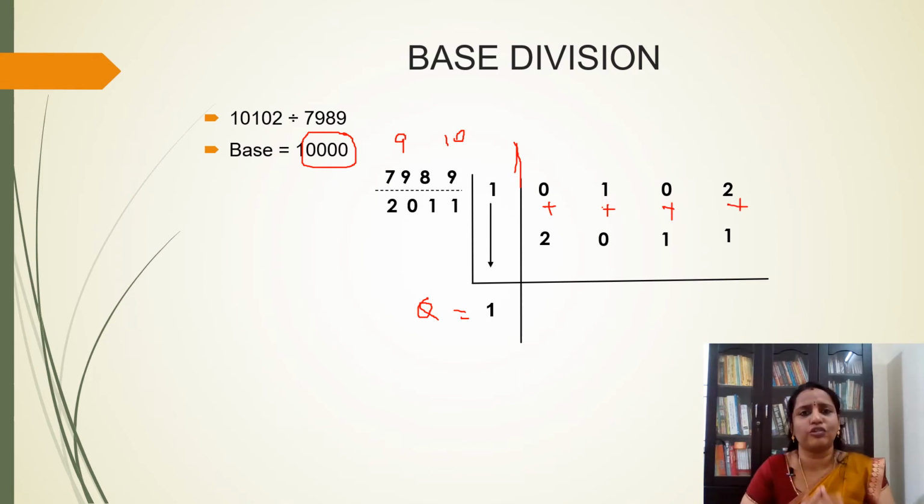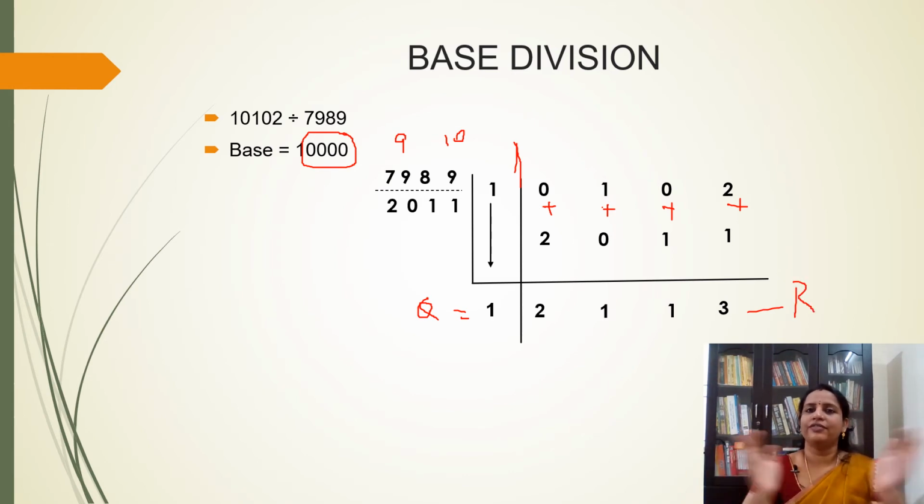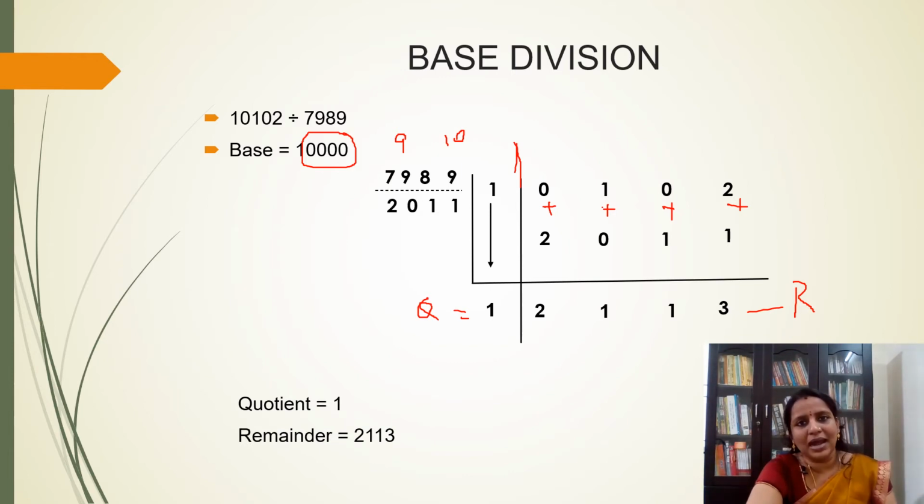I can just directly go for the addition of the digits as I am only in the remainder part. So 0 plus 2 will give me a 2, and 1 plus 0 will give me a 1. 0 plus 1 is 1, and 2 plus 1 is equal to 3. And this is the remainder part. While giving the answer, we will combine the digits back to a common number, and we will not be considering the digits separately. So my quotient here is 1 and my remainder is 2113.